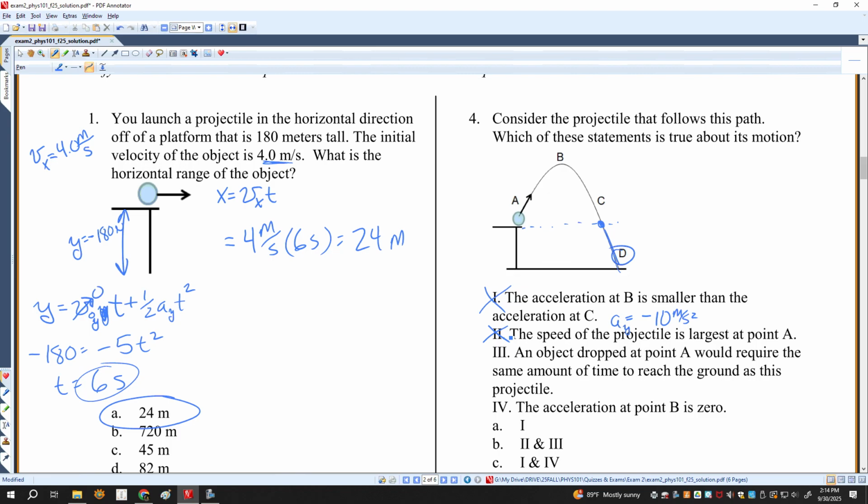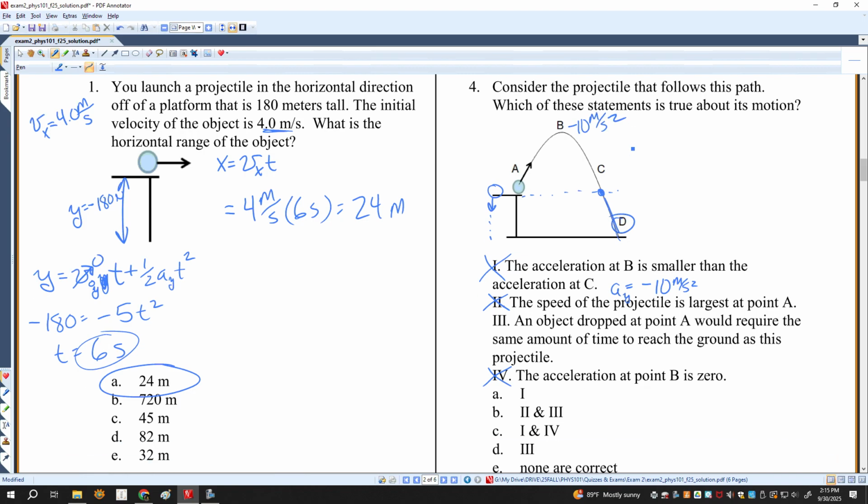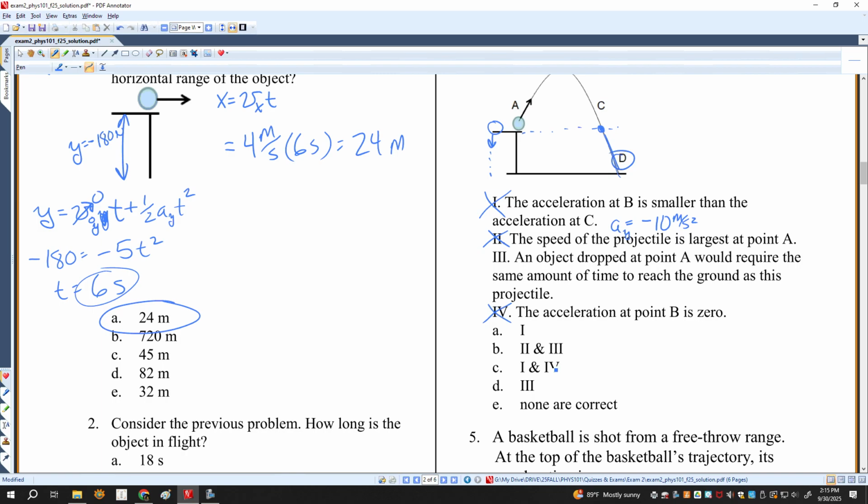An object dropped at point A would require the same amount of time to reach the ground as this projectile. That means if I drop something right here and it goes down, would it take the same amount of time? Let's come back to that. The acceleration at point B is 0. That's not true. I've already addressed that. It's actually negative 10 meters per second squared. So I'm not entirely sure about 3, but I definitely get rid of these. So I'm now down to D or E.